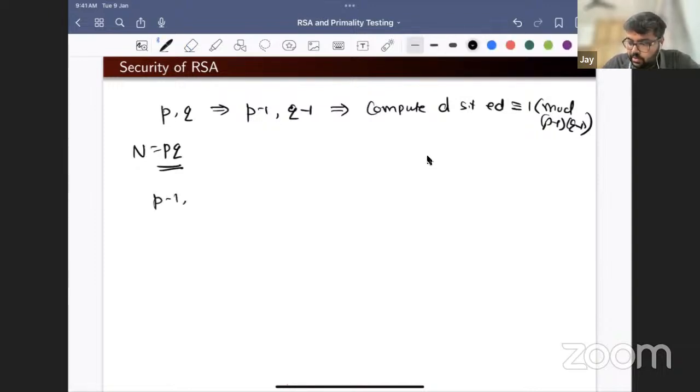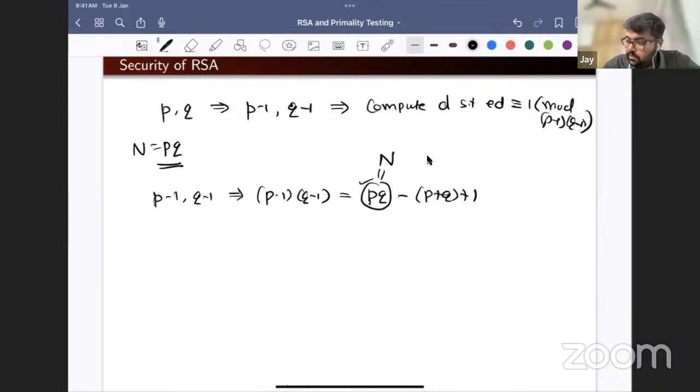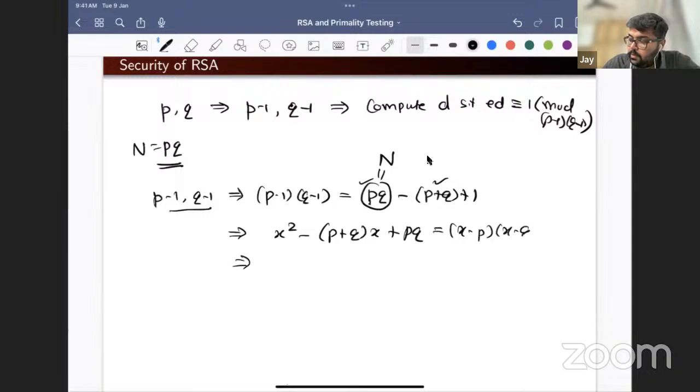Why is it the same? Suppose Eve knows P minus 1 and Q minus 1. Then she can take the product of P minus 1 and Q minus 1, and this is PQ minus P minus Q plus 1. PQ is n, which is already public. So Eve knows this. So if Eve knows P minus 1 and Q minus 1, then Eve knows P plus Q. So if Eve knows PQ and P plus Q, then she can just compute the roots of this equation. So that means Eve knows P and Q.